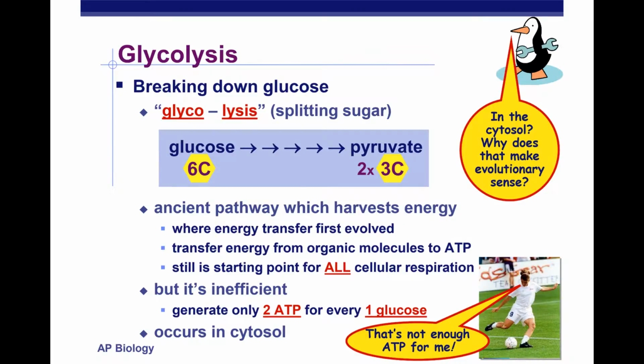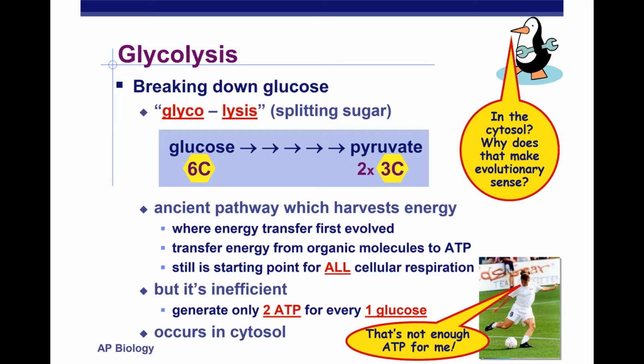Right, so when we break down the word, we're going to start with glycolysis. Glycolysis literally means the splitting of sugar. So we're going to start off with glucose, which is a 6-carbon sugar molecule, and through a series of 10 individually enzymed reactions, we're going to break it down into 2 molecules of pyruvate, and those pyruvate molecules are 3 carbons big. This is an old pathway used to produce energy.